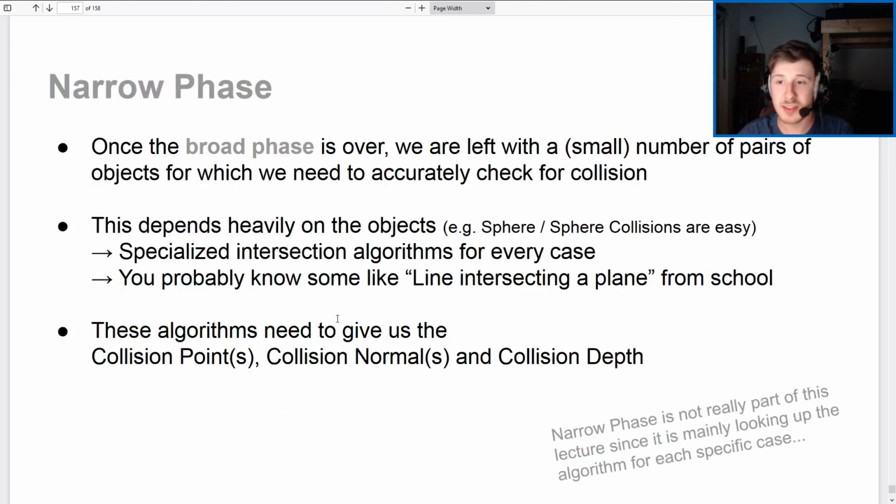That's it for the broad phase. We now go on to the narrow phase. And well, once the broad phase is over, we are left with a small number of pairs of objects which we actually need to check for collision in detail.